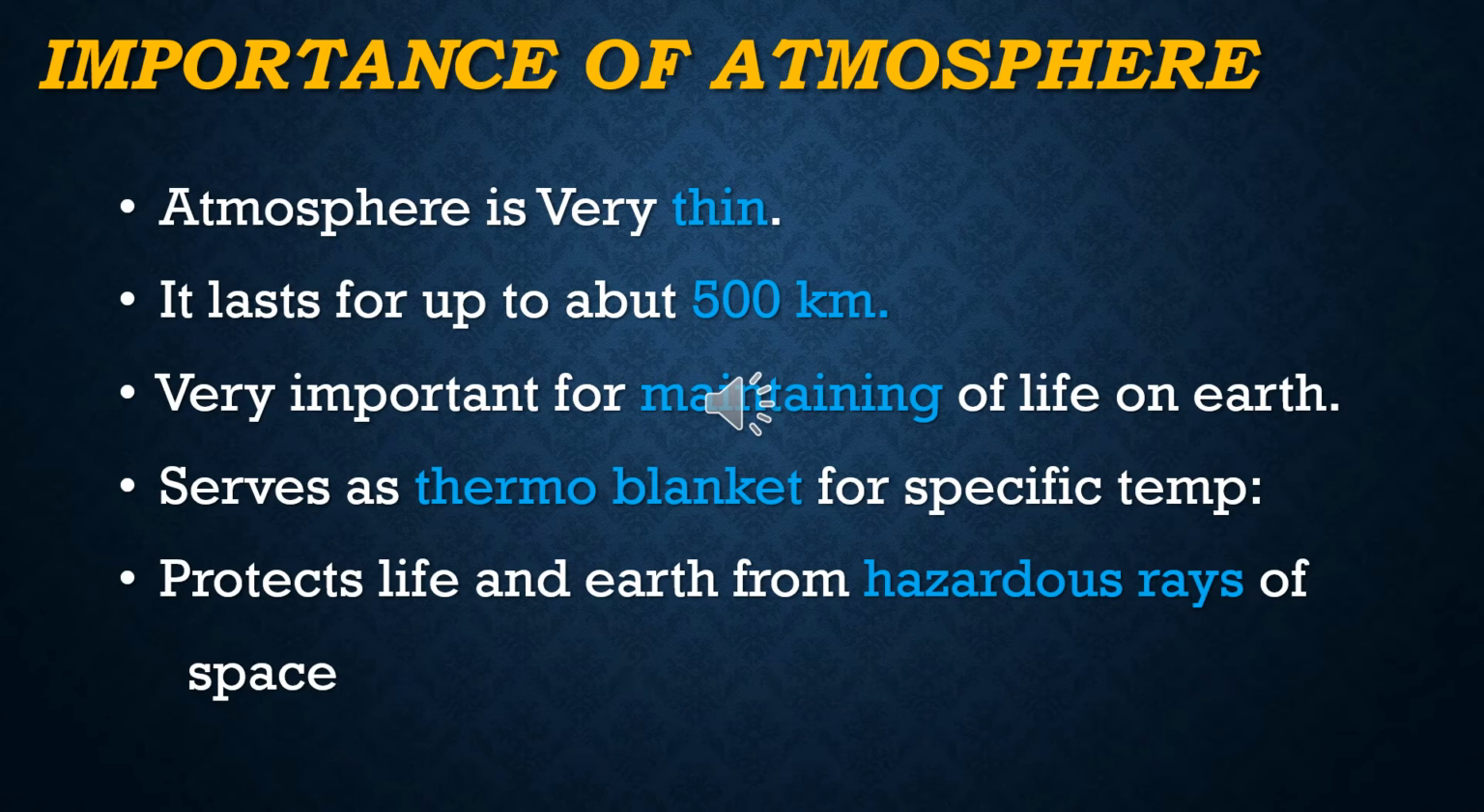It also protects life and Earth from hazardous rays of the space. Like that, we can say in the ozone layer we have in the atmosphere, that O3 gas, oxygen 3 molecules, are the ozone layer, we can say. So they protect from dangerous hazardous rays coming from the sun toward the Earth. So it is also the role of atmosphere to protect from hazardous rays coming from the space toward the Earth.